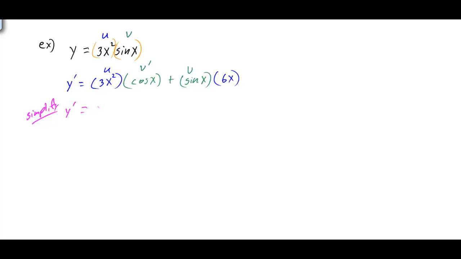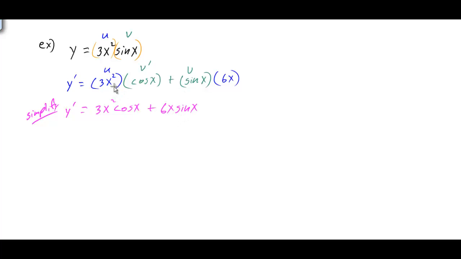So at this point, really the only thing we can do is maybe write this as 3x squared times cosine x. We can drop out the parentheses, plus put the 6x in front. So 6x times the sine of x. You'll find normally with trig functions, we will put any terms multiplied in front of the trig function.